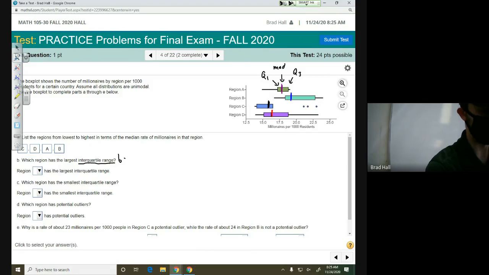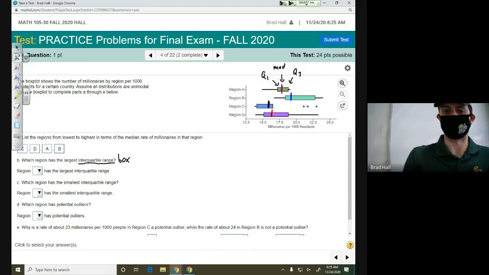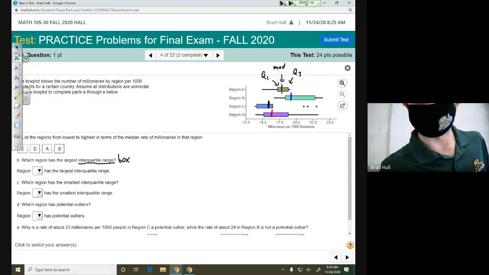So this is the largest box. Which one has the largest box? The interquartile range. Inter is between, quartile are the quartiles. So which one of these boxes illustrates the largest difference between the two quartiles? Hopefully it's clear that this is region B. It's got the largest box.